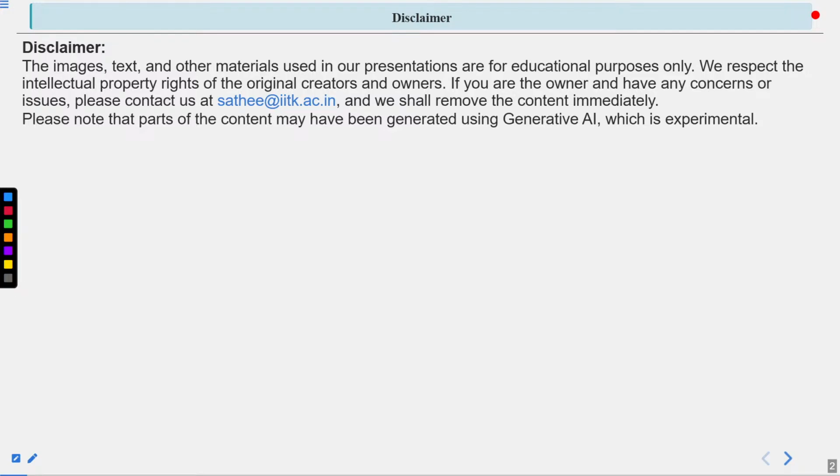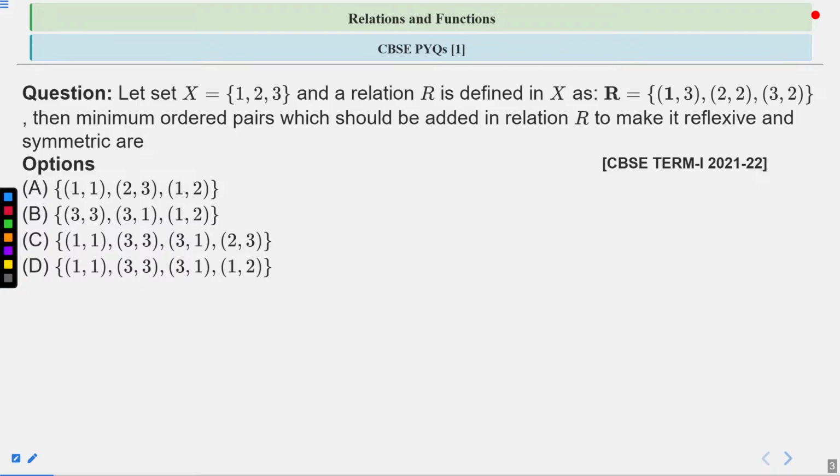Okay, let's move to our question. The first question says, let set X be {1, 2, 3}. We have a set X having elements 1, 2, 3. And the relation R is defined in X as {(1,3), (2,2), (3,2)}. Then the minimum ordered pairs which should be added in the relation R to make it reflexive and symmetric are... This question was asked in CBSE Term 1, 2021-2022.